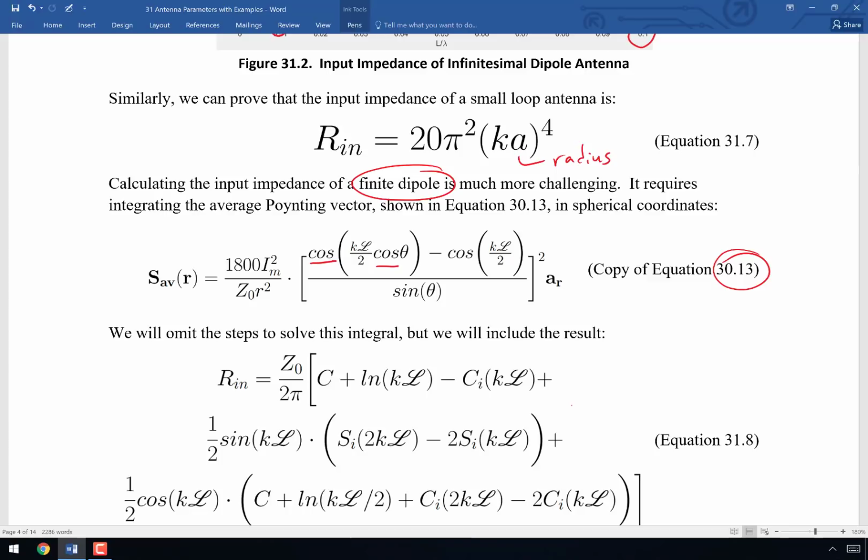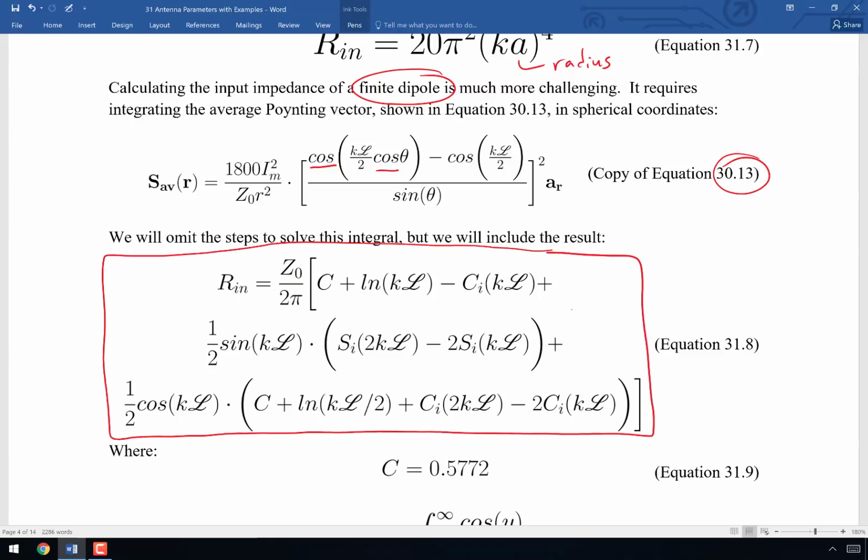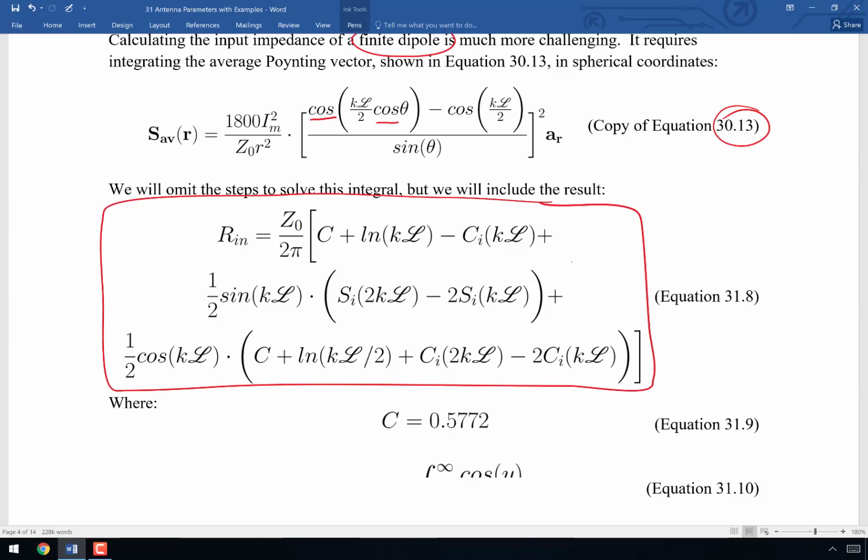There are mathematicians who have figured out how to integrate it, and I'm just going to tell you that we're going to use the result of their integration here. This is what the input impedance looks like. This is one large equation, and I had to spread it across 3 lines, and even this has to use some notation that we haven't seen before.